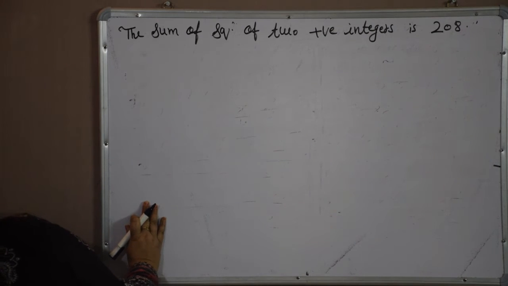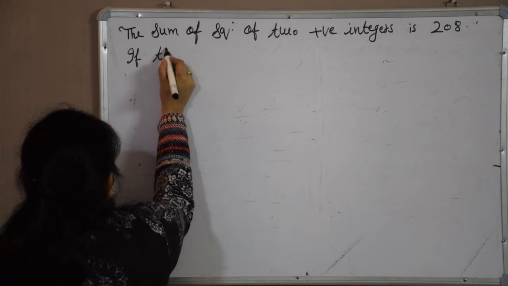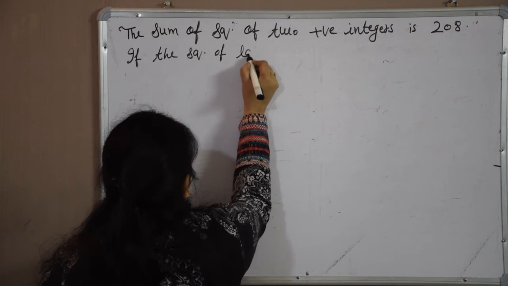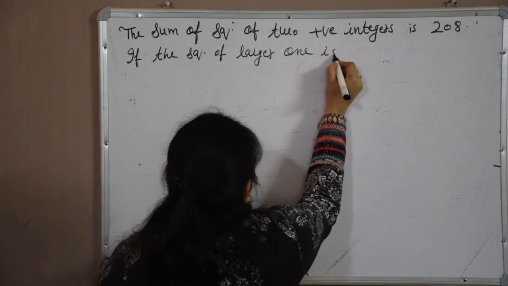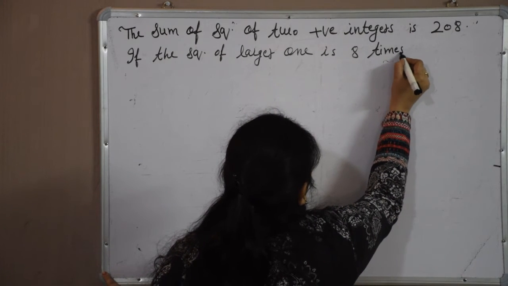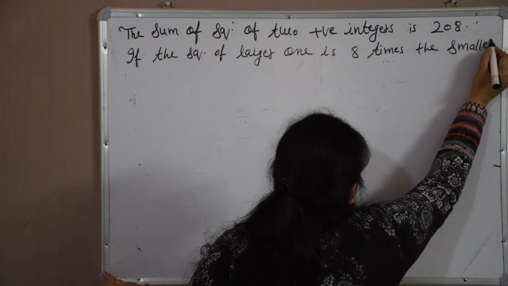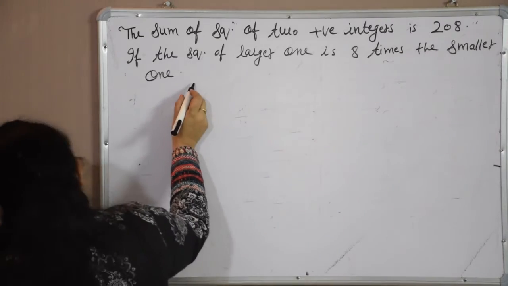If the square of the larger number is 8 times the smaller one, find the numbers.